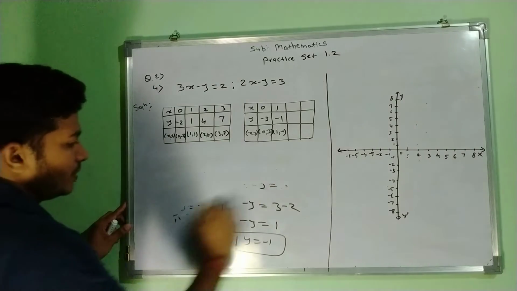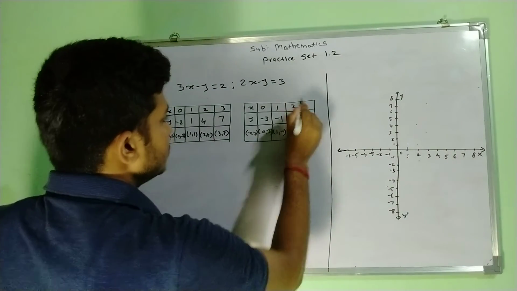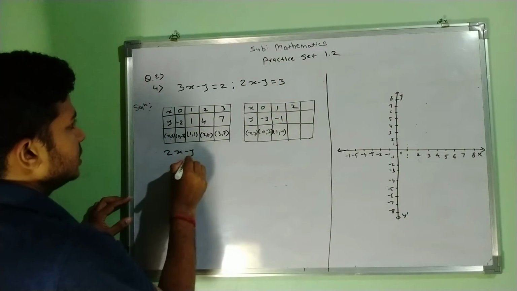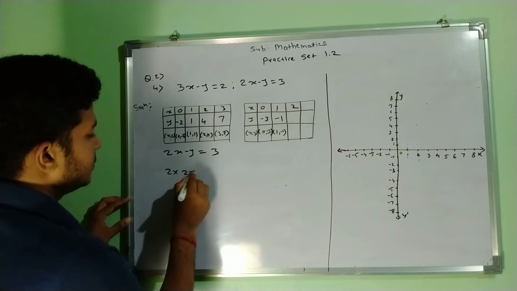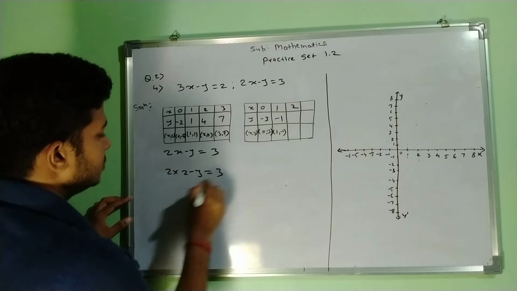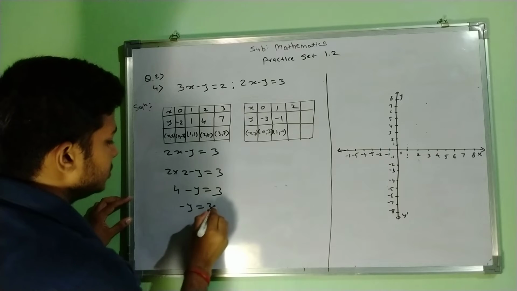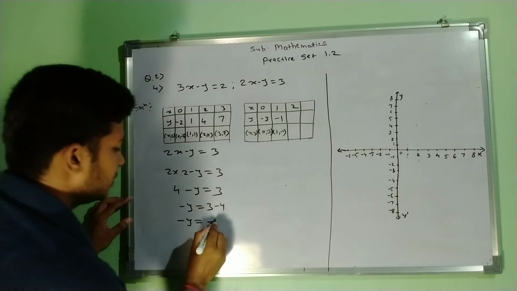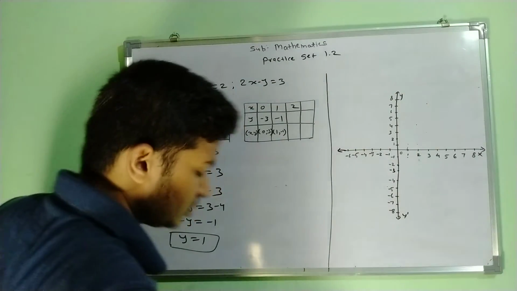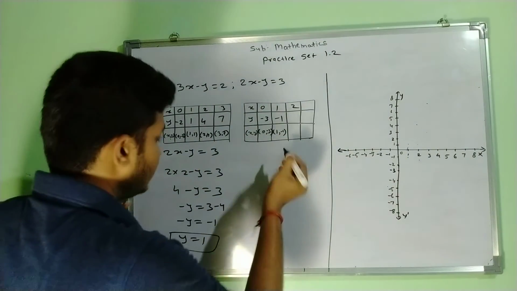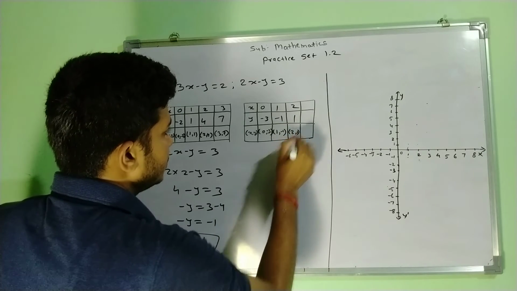We have to find 2 more ordered pairs. Now we will take the value of x as 2. So our equation is 2x minus y is equal to 3. After substituting the value of x as 2, 2 into 2 minus y is equal to 3. 2 into 2 will be 4, minus y is equal to 3. Minus y will be equal to 3 minus 4, minus y will be equal to minus 1. So y is equal to 1. So after taking the value of x as 2, we are getting the value of y as 1. So the ordered pair will be (2, 1).